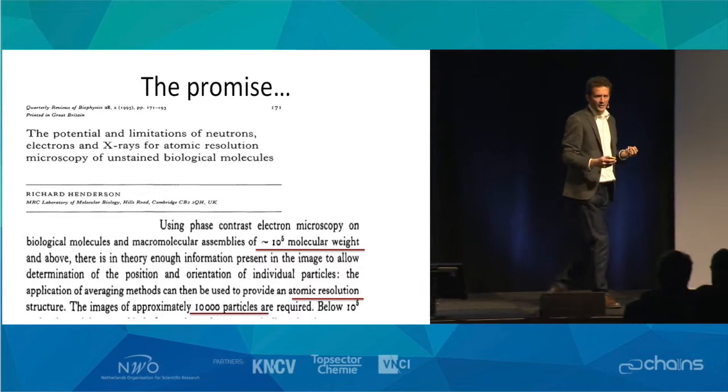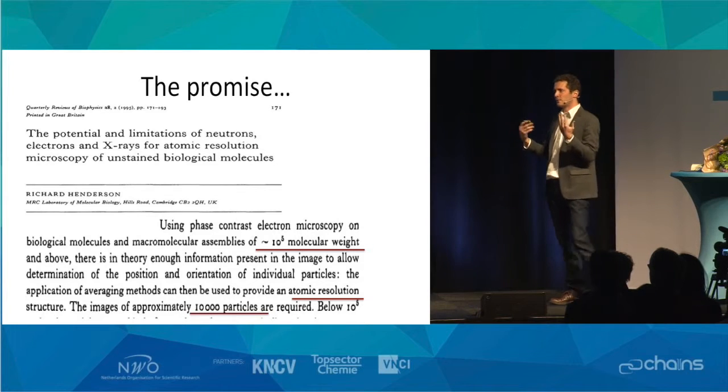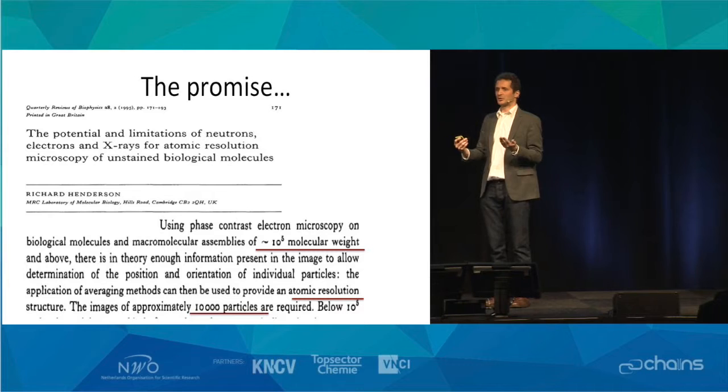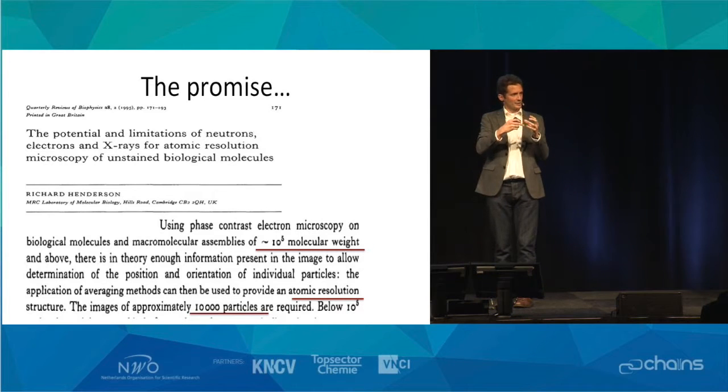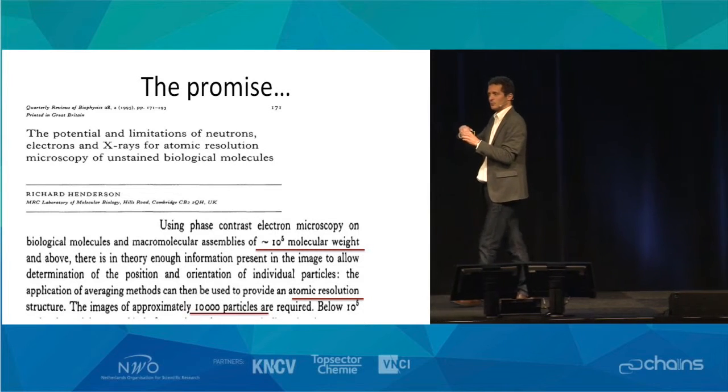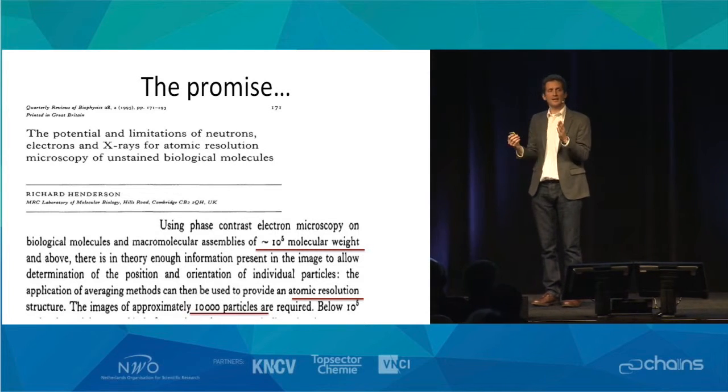Now, it turns out that as with many ways of imaging in the life sciences, radiation damage to the thing we're actually looking at by the actual light, or in this case electrons that we use to look at them with, is the main limitation.